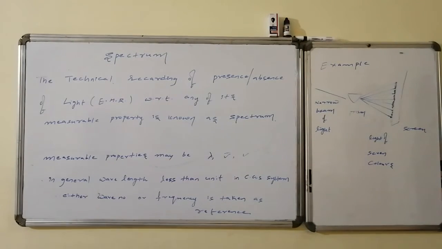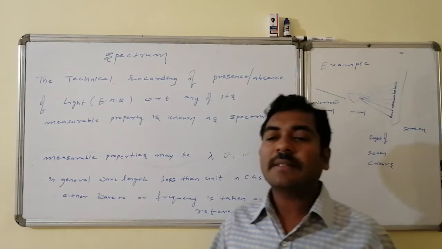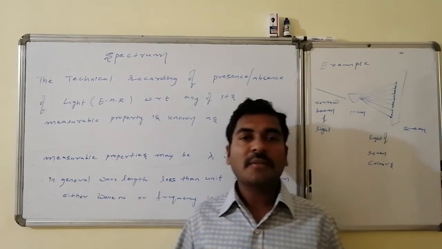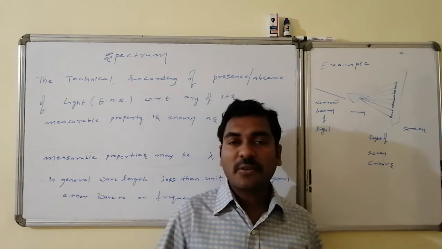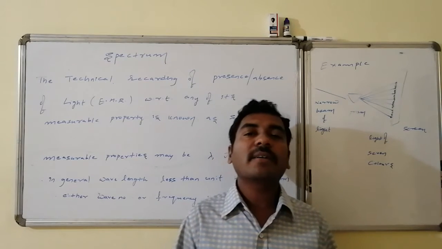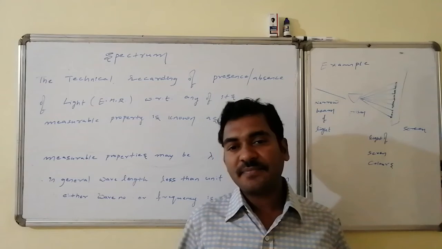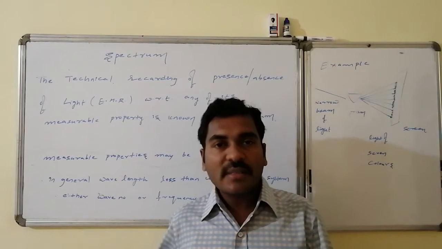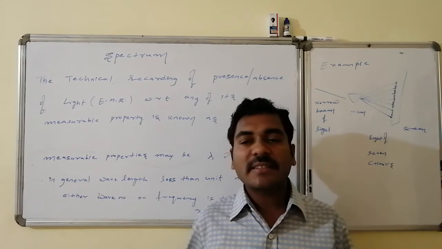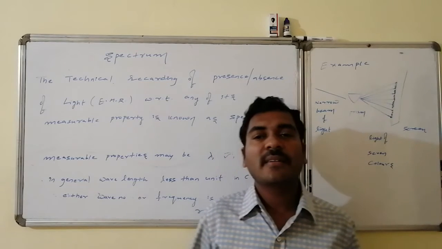Welcome friends, let us go for the next part of discussion, that is spectrum. Spectrum is nothing but, light is present, electromagnetic radiation is present, but the presence or absence of electromagnetic radiation has to be measured. The technical recording of the presence or absence of the electromagnetic radiation is generally said to be the spectrum, whereas presence is indicated by light, absence is indicated by dark.